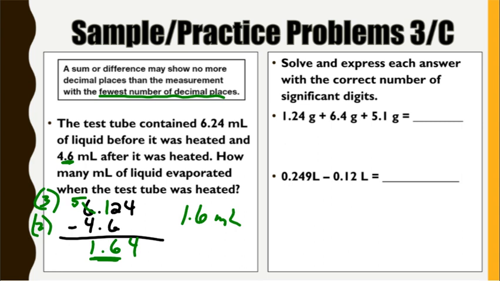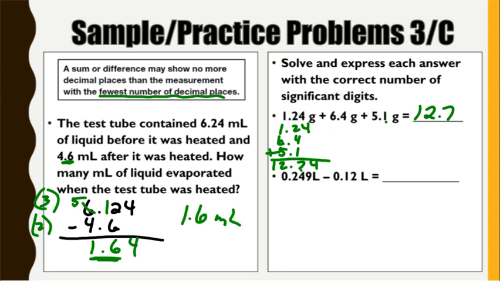Next one, solve and express each answer with the correct number of significant digits. So I got 1.24 plus 6.4 plus 5.1. Add them together, I get a 4 here. 6, 7. 7 plus 5 is 12. Here again, the fewest number of decimal places. Fewest one has 1 decimal place, so I can only go to 1 decimal place. So this would be 12.7.